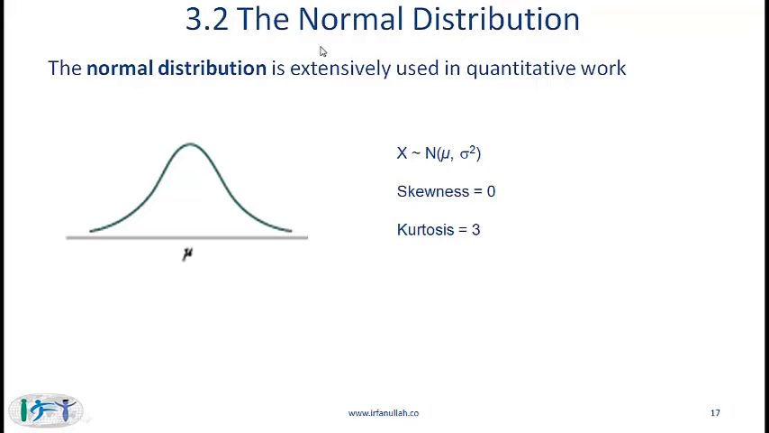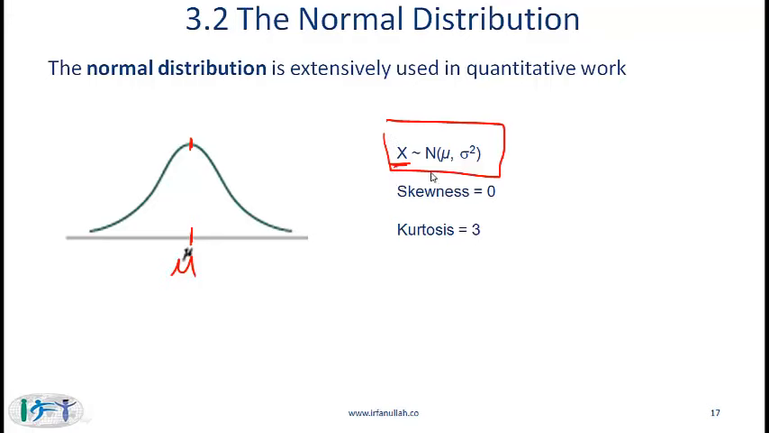Now we move on to the normal distribution, which is perhaps the most important distribution, and we will spend a fair amount of time on this. This is what a normal distribution looks like. It is sometimes called a bell-shaped distribution. We have a certain mean value denoted by mu, and the random variable is distributed around that mean value. A normal distribution is denoted using these symbols.